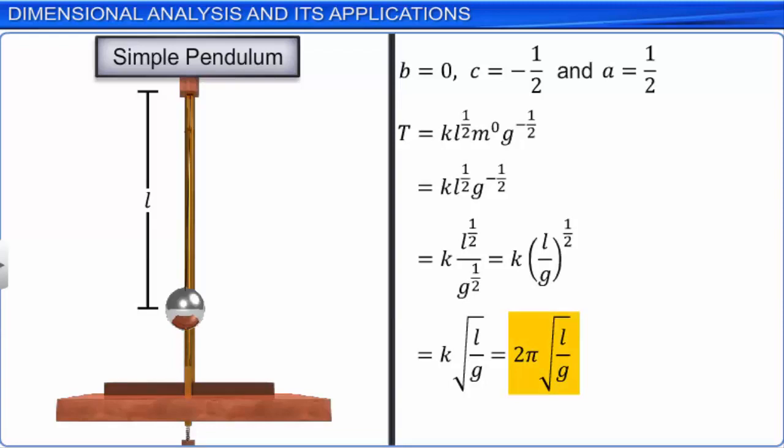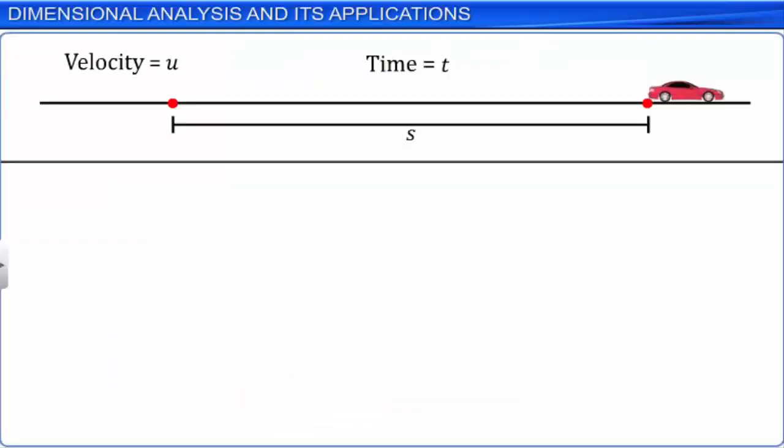However, this method cannot be applied to derive equations where addition or subtraction of different terms is involved. For example, we cannot derive the equation s is equal to ut plus half at square using dimensional analysis, even though we checked its dimensional consistency.